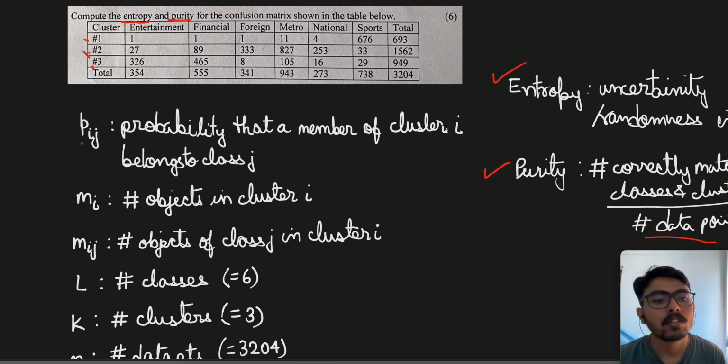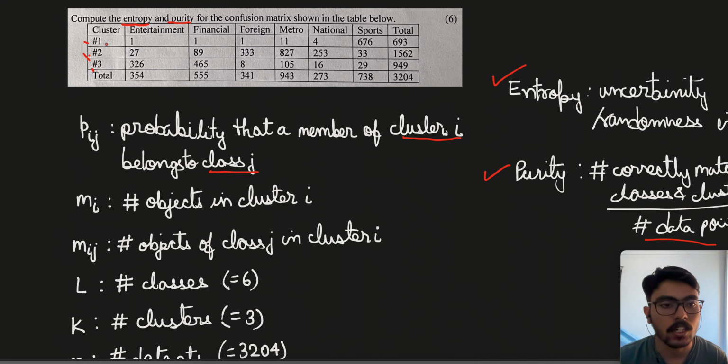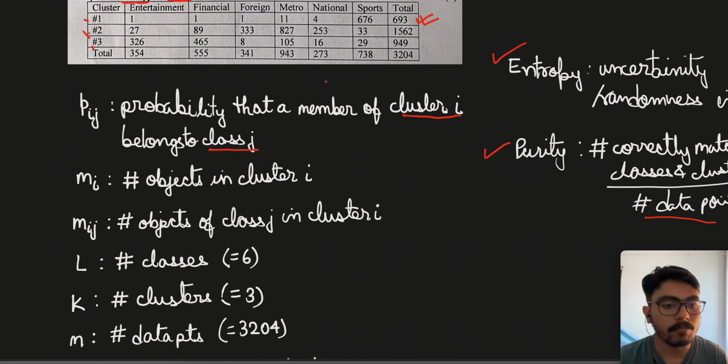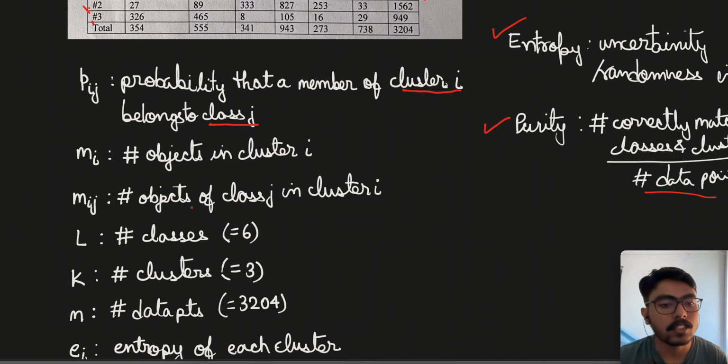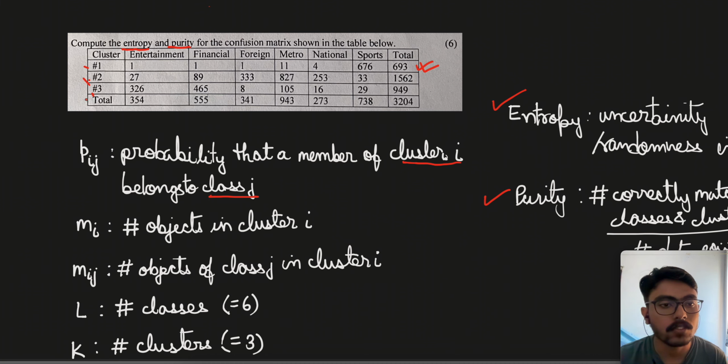For calculating entropy we will have to use some standard notations, as you can find in literature. First, Pij is the probability that a member of cluster i belongs to class j. So cluster i, that is 1, belongs to, suppose, finance. What is the probability? Now Mi is the number of objects in cluster i. For each cluster I have calculated the total and put it on the right side of the table. Then L means the number of classes. Since there are 6 classes, it is 6. K is the number of clusters, which is 3.